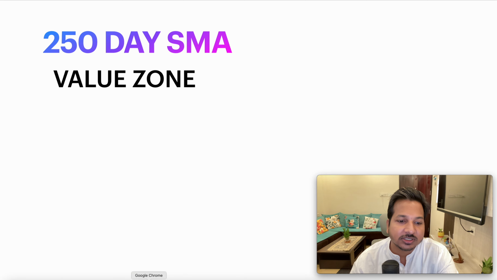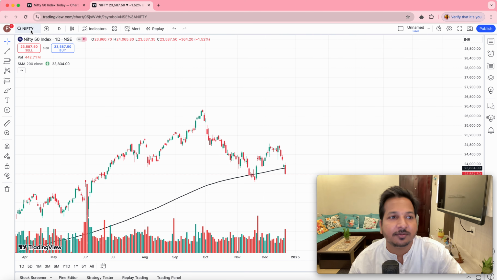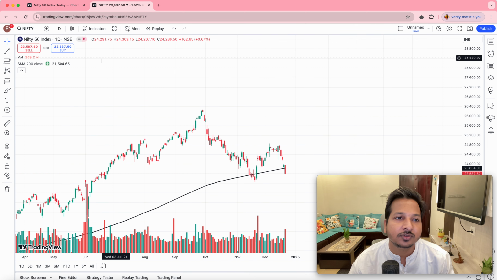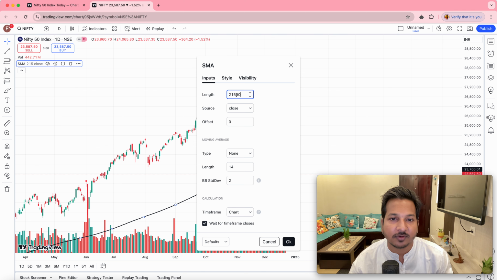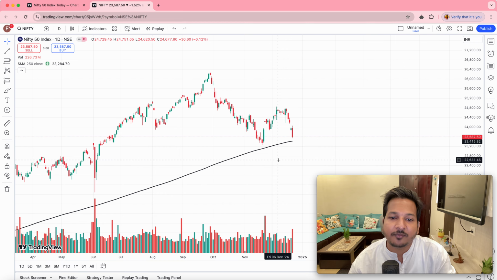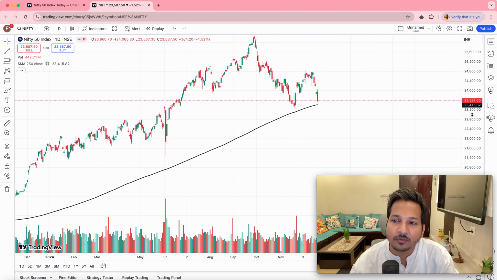One such stock is Asian Paint. So we'll see Asian Paint here. Nifty also, if you change it to 250, you will see that in COVID time it was below 250. Then when the Ukraine Russia war was there, that time it was below 250. So now also it has come very close to the 250-day moving average.